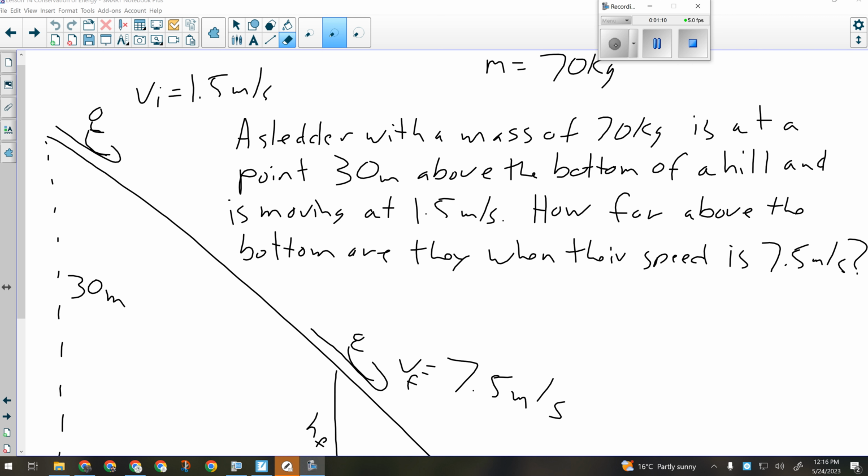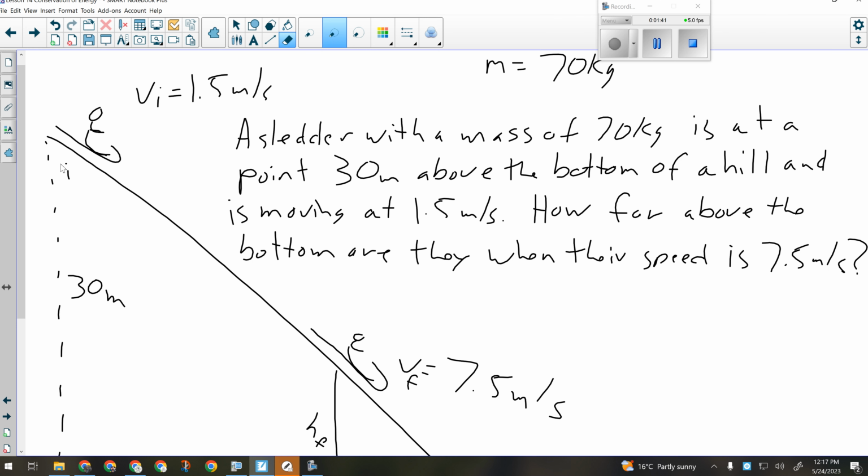So in the first position up here, this would be our initial point. The person is 30 meters above the bottom, vertically, and they are moving at 1.5 meters per second. Later, they're moving at 7.5 meters per second and are still not quite at the bottom of the hill. What we're being asked to calculate is how high above the bottom of the hill are they now? Everybody all right with what we're looking for in the setup here?